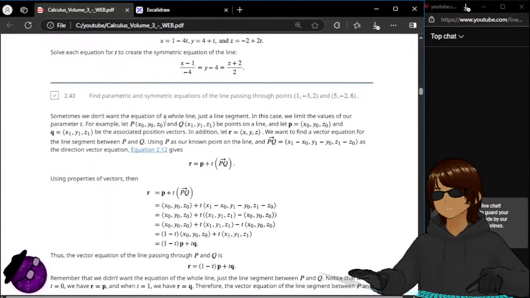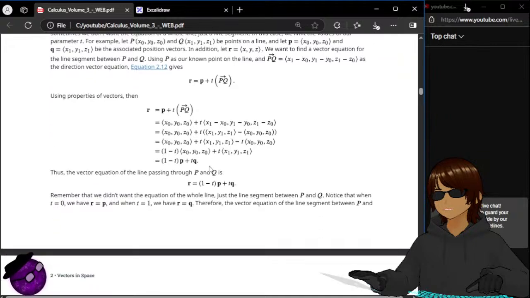Sometimes we don't want the equation of the whole line, just a line segment. In this case, we limit the values of our parameter t. For example, let P, which is this, and Q be points on a line, and let P and Q be the associated position vectors. In addition, let R be XYZ. We want to find a vector equation for the line segment between P and Q, using P as our known point on the line and PQ as our direction vector.